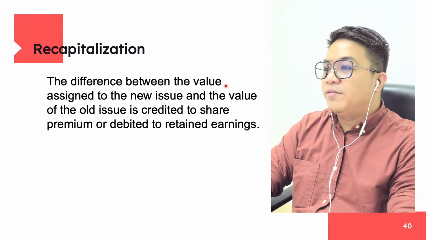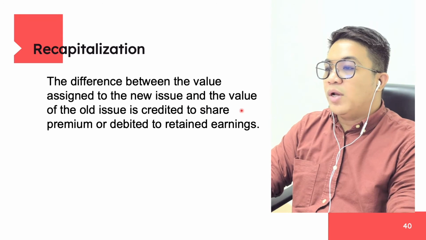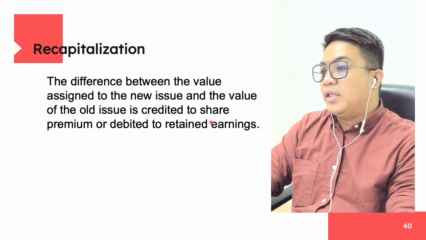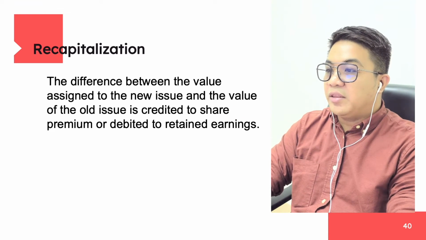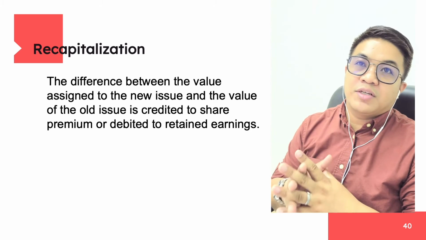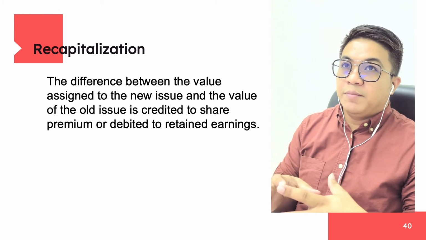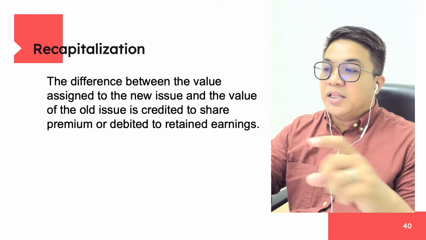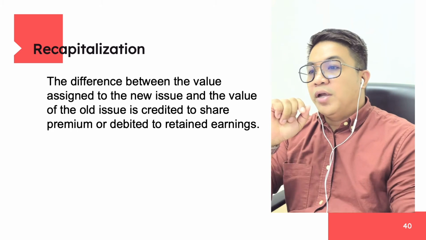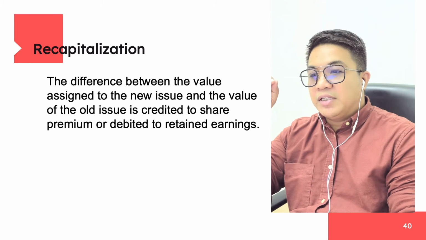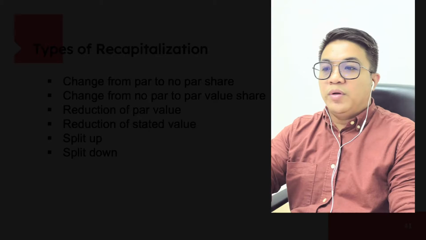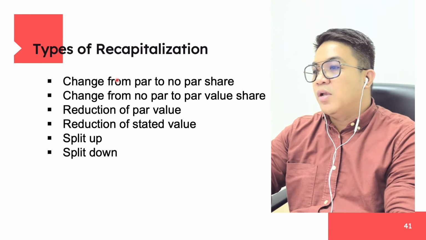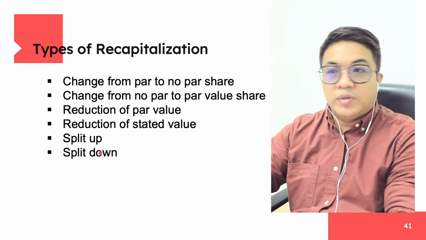So the difference between the value assigned to the new issue and the value of the old issue is credited to share premium and or debited to retained earnings. Any difference, the concept is, when we recapitalize, we debit everything, and that difference goes to retained earnings, or we credit it to the share premium. Okay, what are the types of recapitalization? So, this is the last part. We will discuss, I think, these are 6, no? We have 6 types of recapitalization. And one by one, we will discuss this.